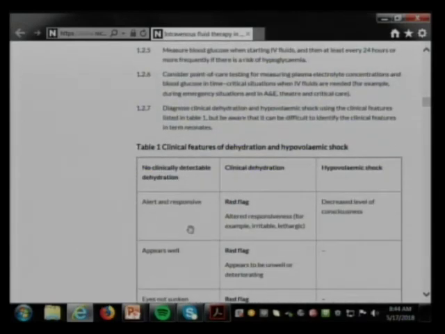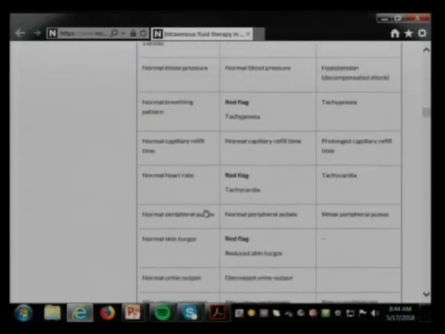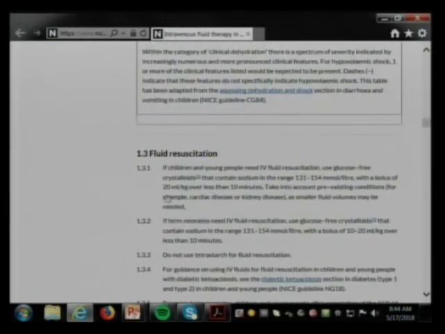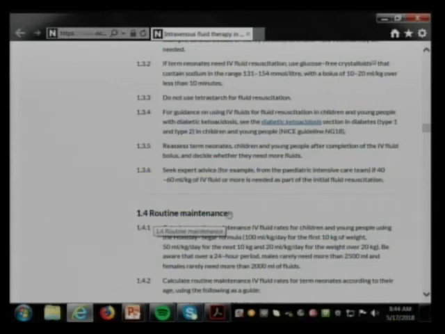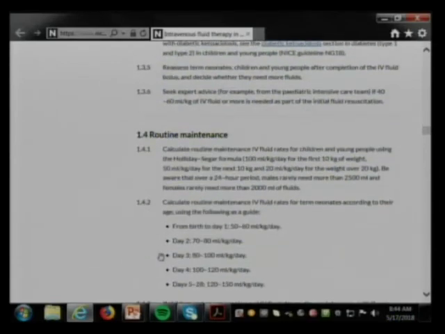Gives you a table regarding clinical features of dehydration and hypovolemic shock. It gives you recommendations on fluid resuscitation. Gives you recommendations on routine maintenance. And it even gives you recommendations for term neonates, because like I said, neonates kind of don't follow the same guidelines as everyone else.